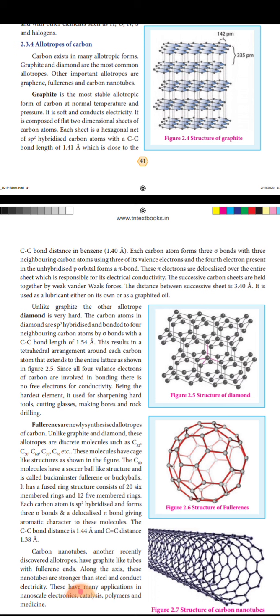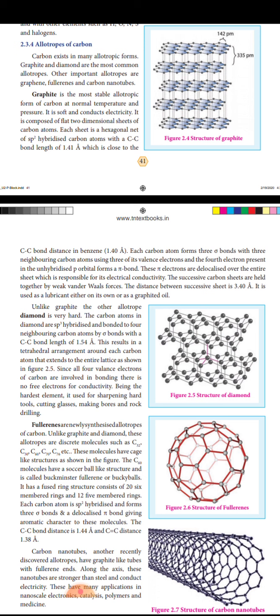Then the second allotropic form, diamond. Unlike graphite, the other allotrope, diamond, is very hard. The carbon atoms in diamond are sp3 hybridized and bonded to 4 neighboring carbon atoms by sigma bonds with a carbon-carbon bond length of 1.54 angstrom. This results in a tetrahedral arrangement around each carbon atom that extends to the entire lattice as shown in figure 2.5.